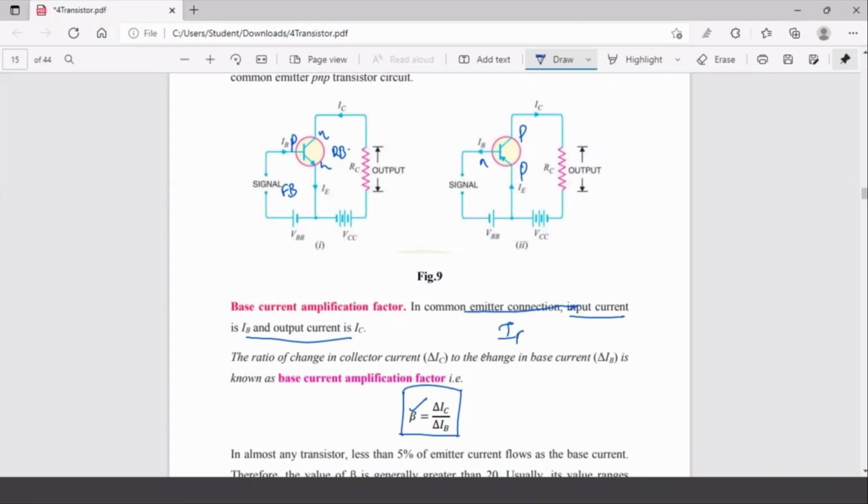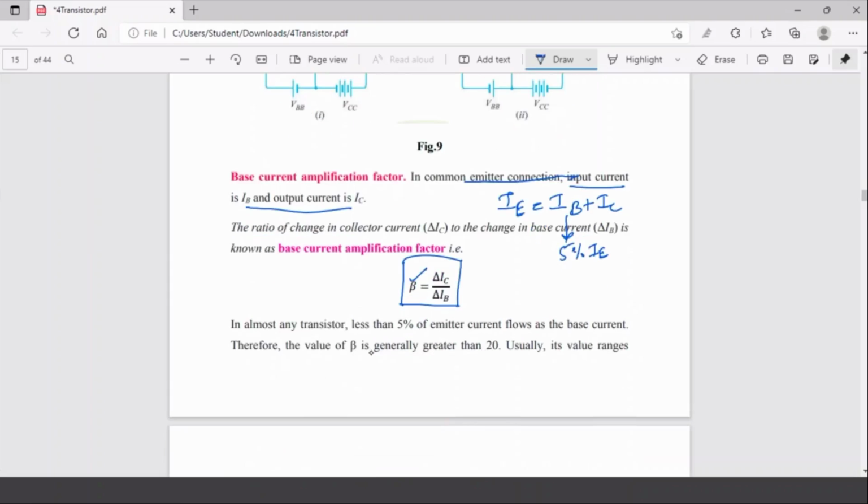Now again, if we see the equation, IE is equal to IB plus IC, we know that IB is around 5% of IE, isn't it? For generally all transistors, only around 5% of the emitter current flows to the base current. Therefore, what is the value of beta? Beta is delta IC divided by delta IB. Basically, IC is around 95%.